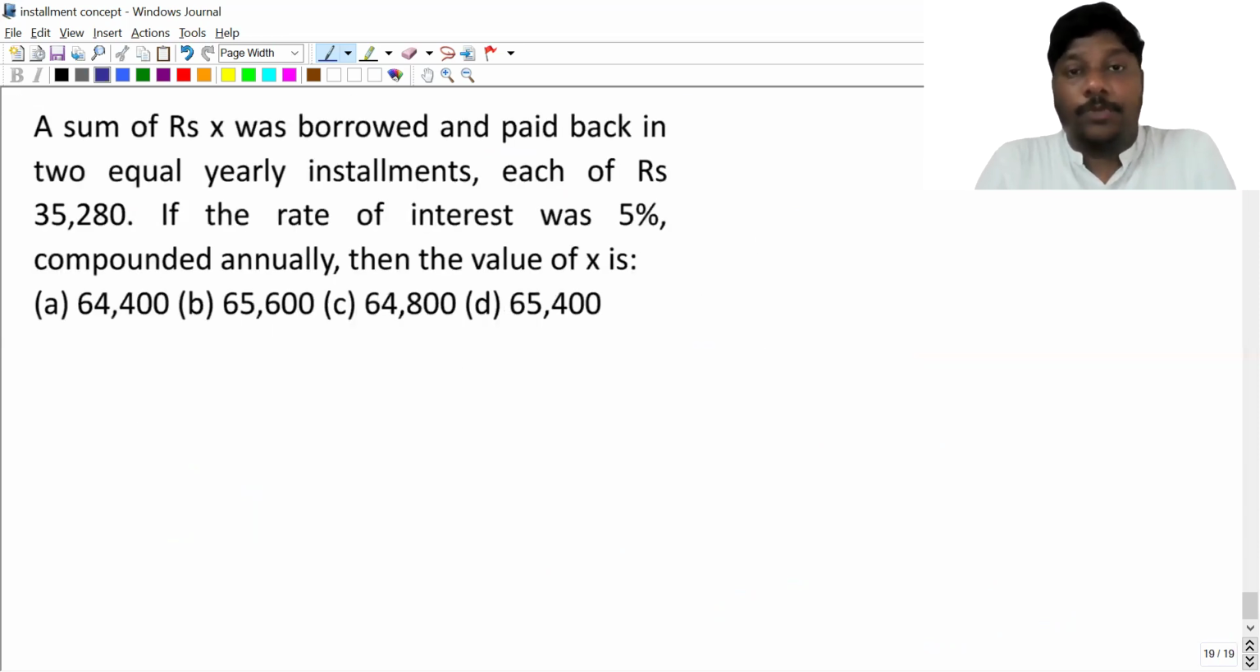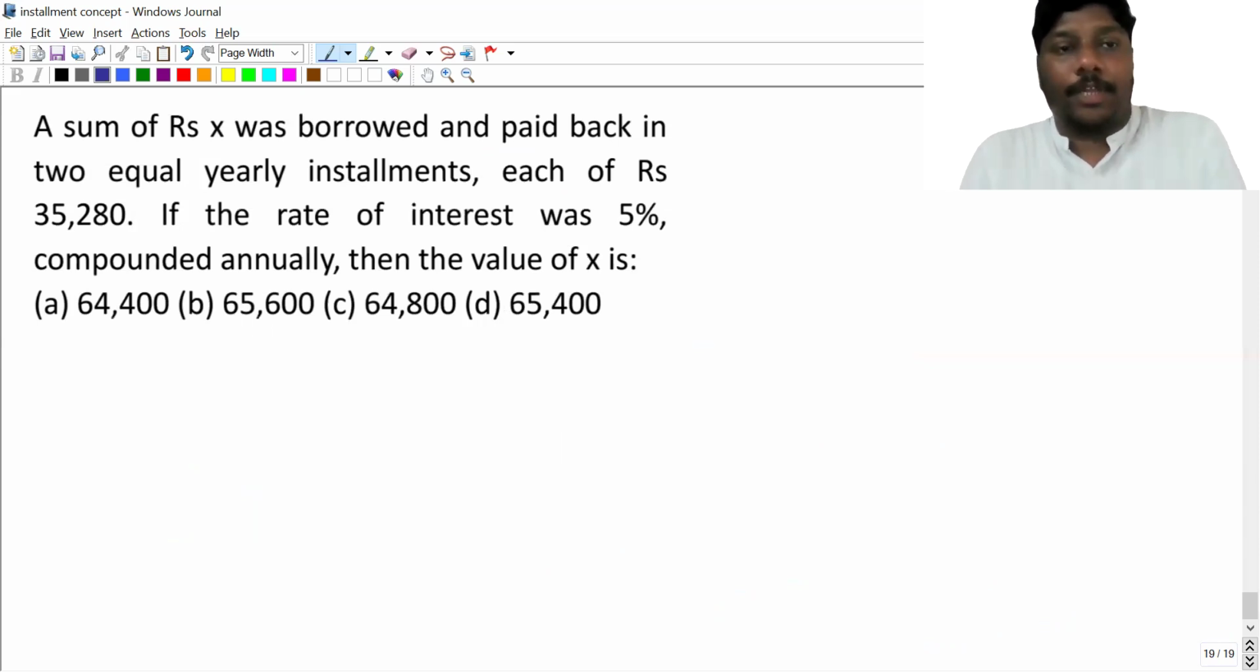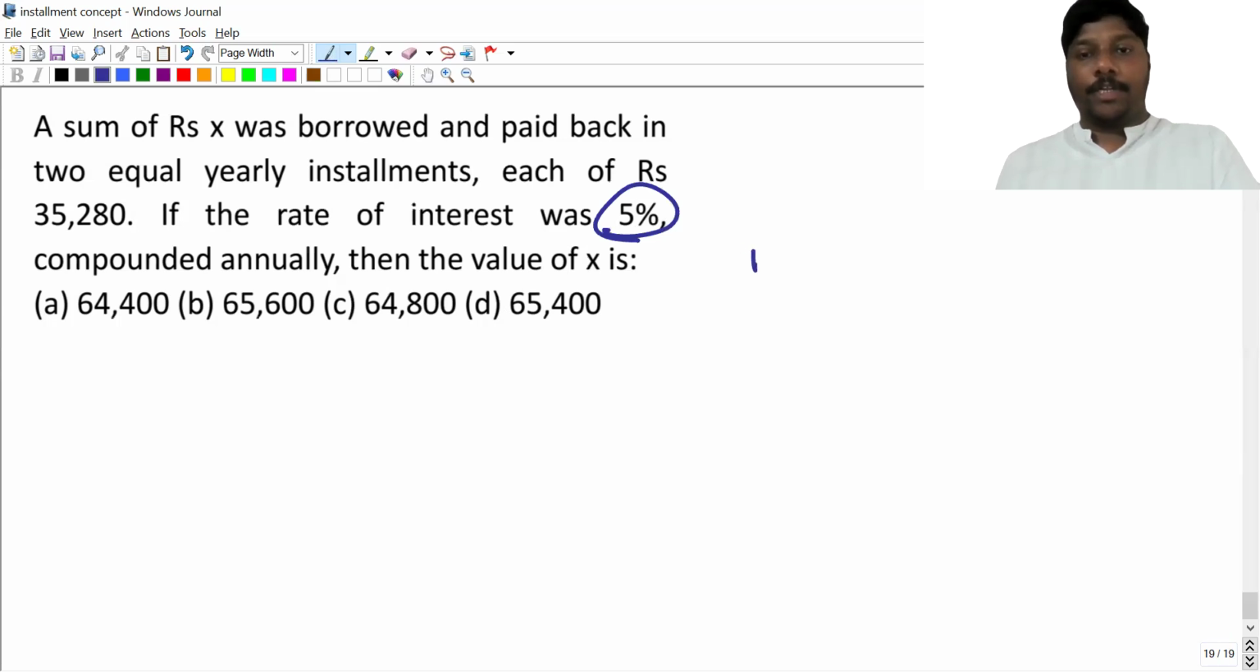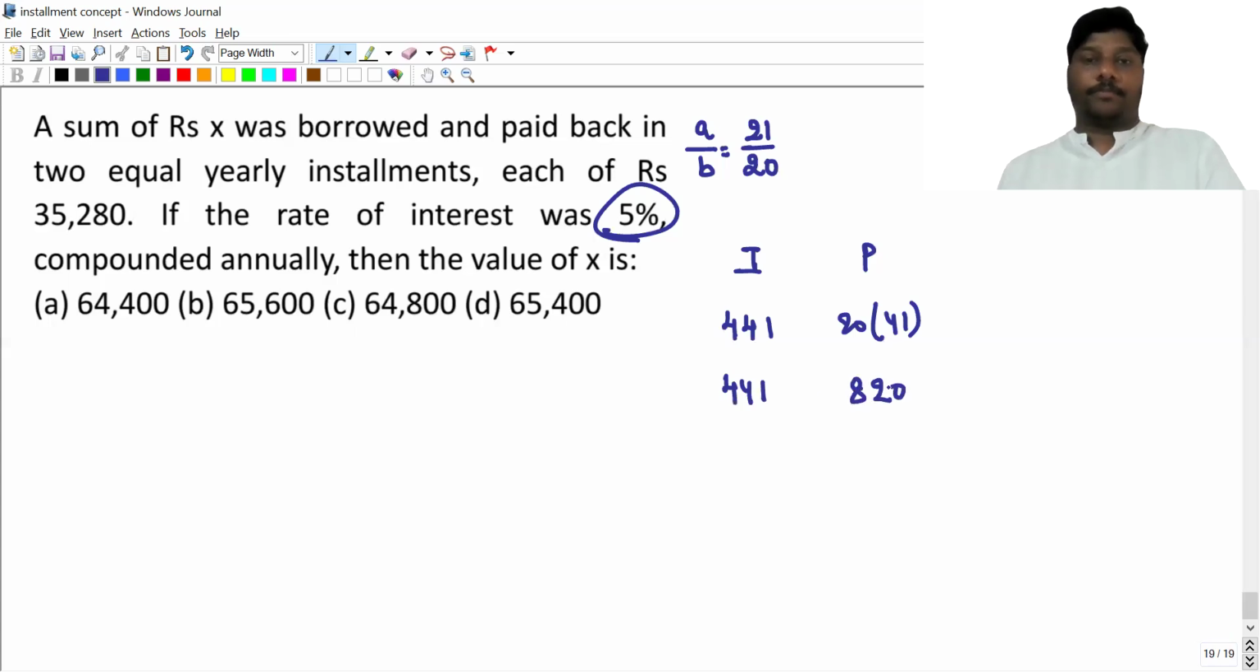A sum of rupees X was borrowed and paid back in 2 equal yearly installments. So the principal is X. Each of 35,280. If the rate of interest was 5% compounded annually, then the value of X? 2 equal installments, 5%. So what is your installment? What is your principal? You know a by b. 5% means 105 by 100. 105 by 100 we can take as 21 by 20. 21 square is 441. b into 20 into 41. So if our installment is 441, then principal is 820, right?